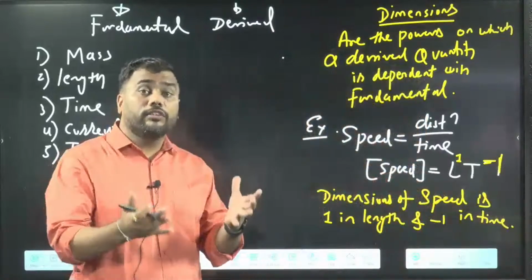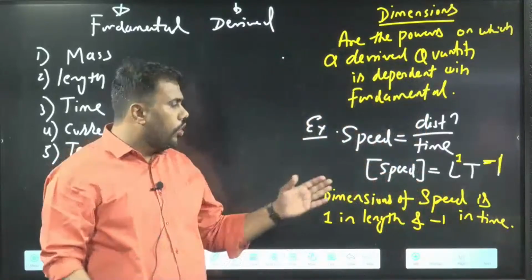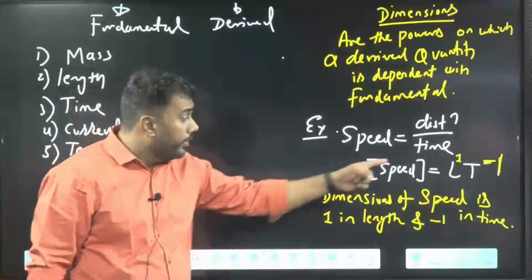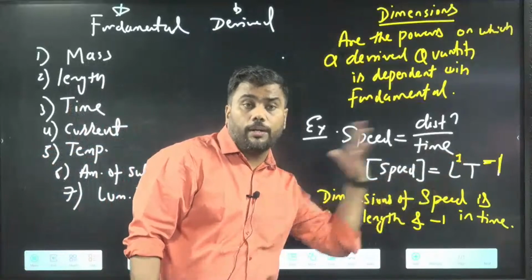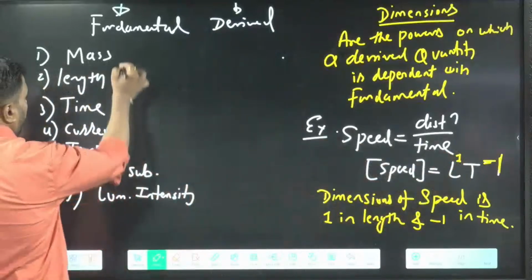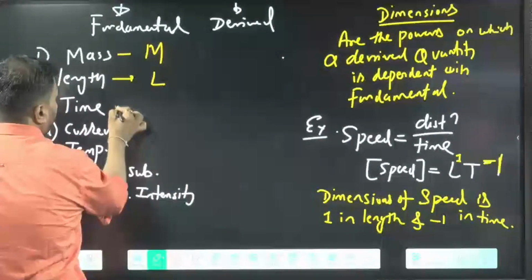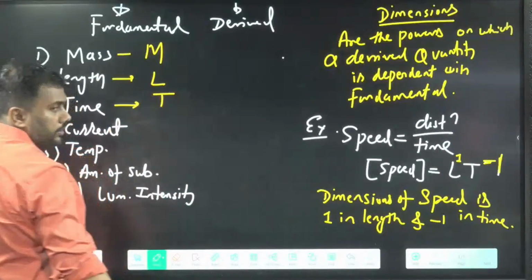Powers of the fundamental physical quantities on which a derived quantity is dependent are called dimensions. We use some symbols to show the dependency on the fundamental physical quantity. For mass, I will use the symbol M. For length, we use L. For time, we use T.